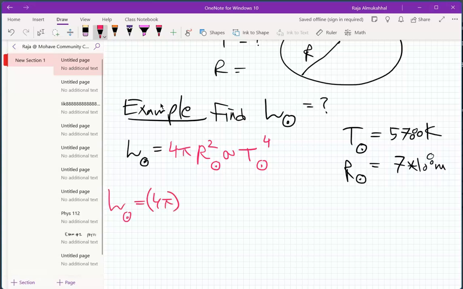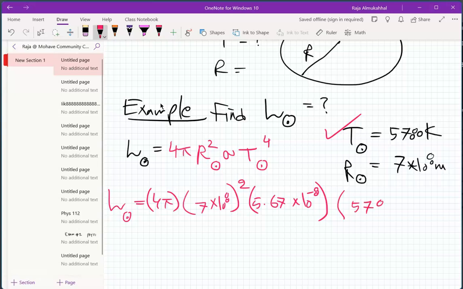4 pi r squared, r is 7 times 10 to the 8 squared, times sigma, which is 5.67 times 10 to the negative 8, times the temperature in Kelvin, which is given to us right there, 5780 Kelvin to the power of 4. Okay, and now I want to plug all of that in the calculator.